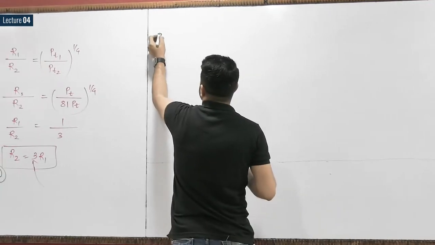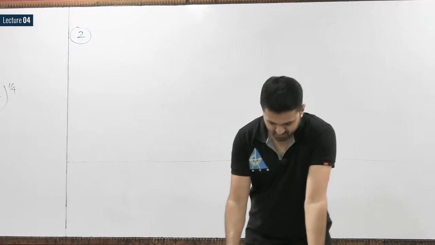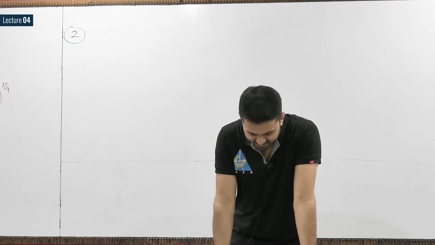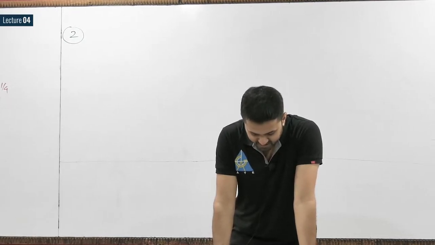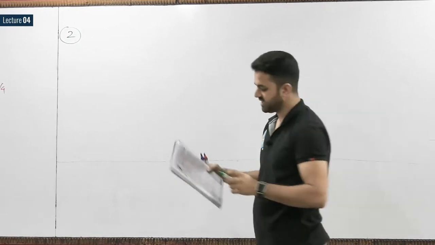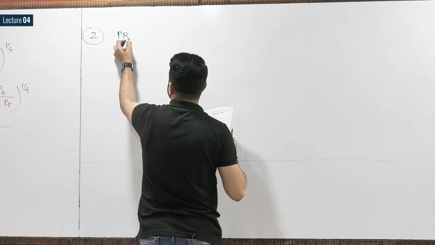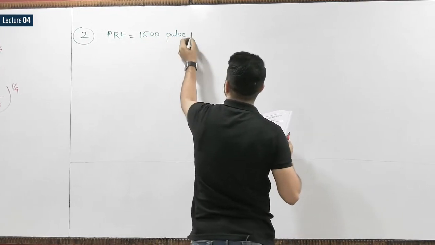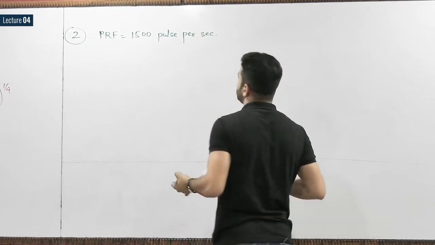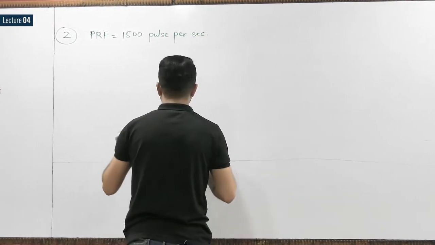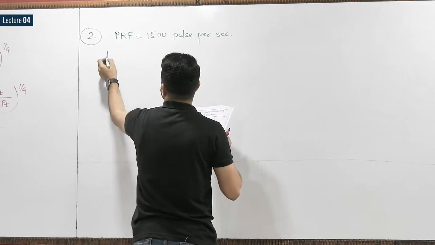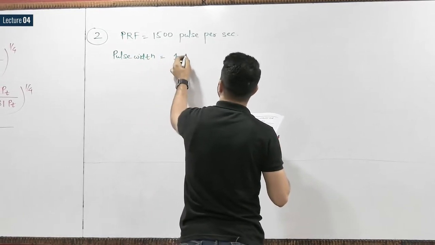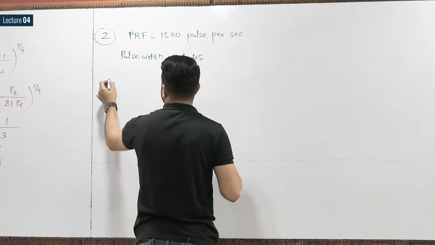Now, next is question number 2. A radar transmitter has a pulse repetition frequency of 1500 pulses per second and pulse width of 1 microsecond. Its duty cycle is? So here it is given that the pulse repetition frequency is 1500 pulses per second. PPS means pulses per second; this is the unit of PRF, which we use in radar. And the pulse width is given as 1 microsecond. Now we have to find the duty cycle.